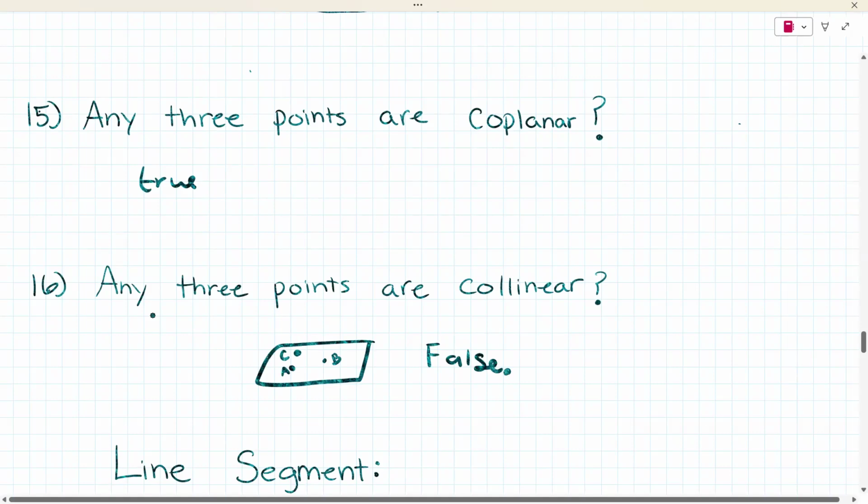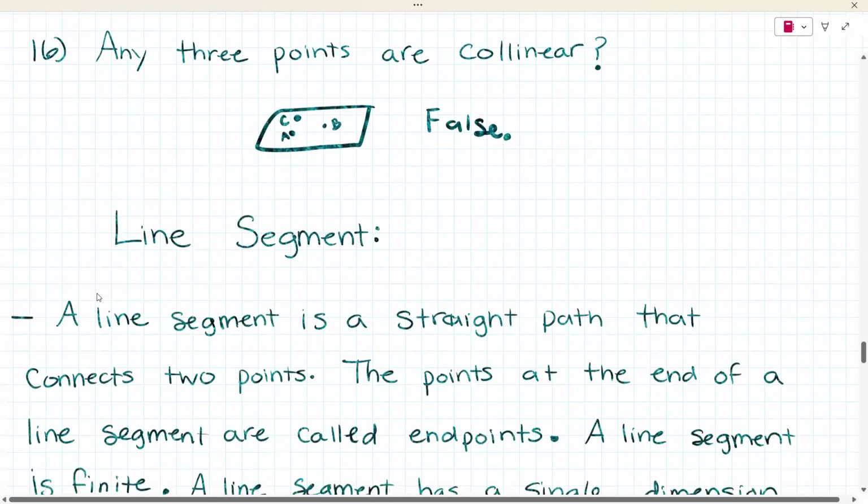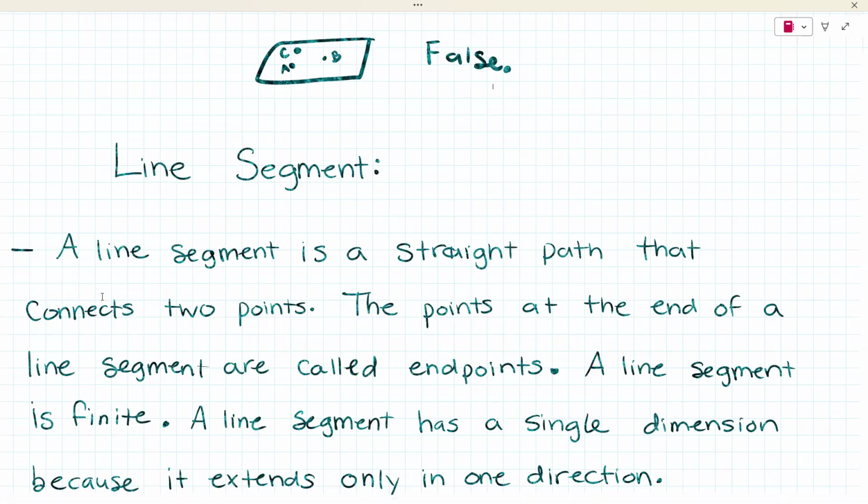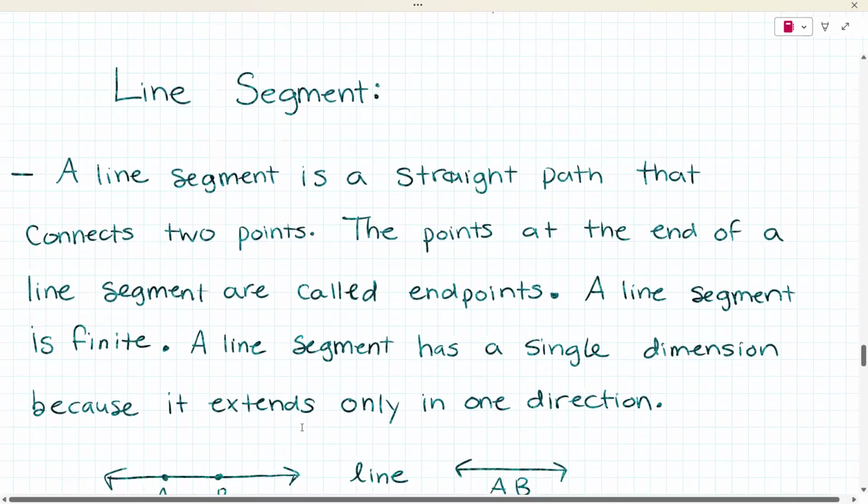Okay. So let's talk about line segment. A line segment is almost like a line, but a line segment is a straight path that connects 2 points. So you have to have 2 points. The points at the end of a line segment are also called endpoints. A line segment is finite, so it stops somewhere. A line segment has a single dimension because it extends only in one direction.